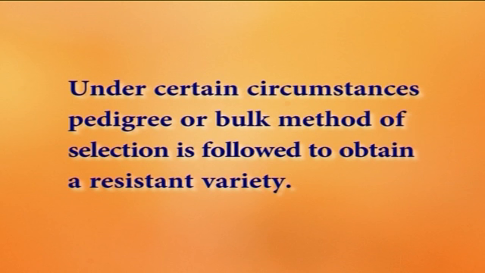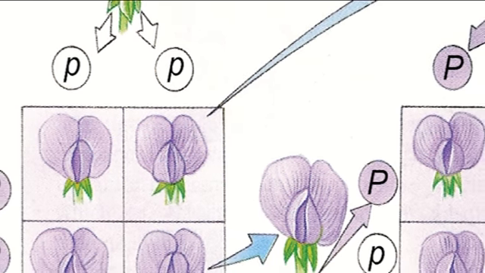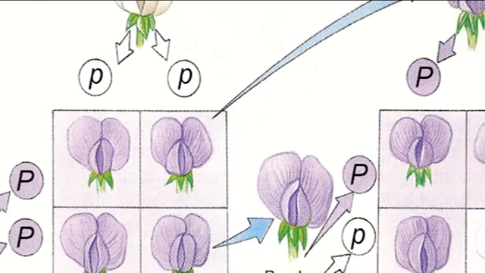Under certain circumstances, pedigree or bulk method of selection is followed to obtain a resistant variety. In this method, the crosses are made till F2 population is got. Selections are made in F2 generation for superior genetic traits including disease resistance. Selections are made through F3 to F5 or F6 generations and the best variety is selected. This method is suited for small grains and beans but unsuited to fruits and vegetables.